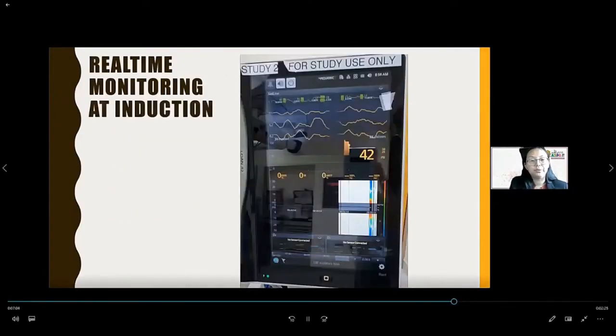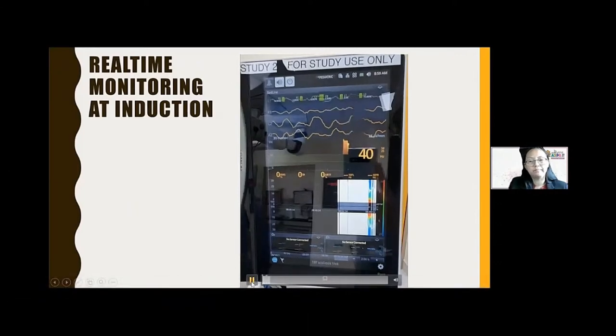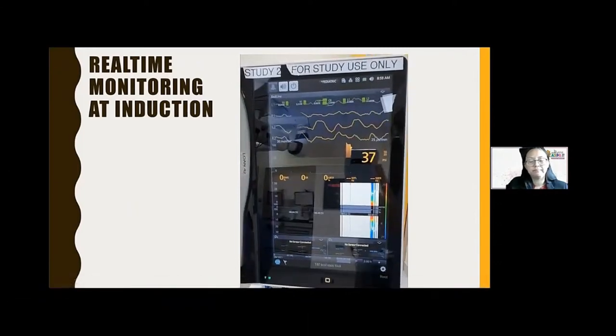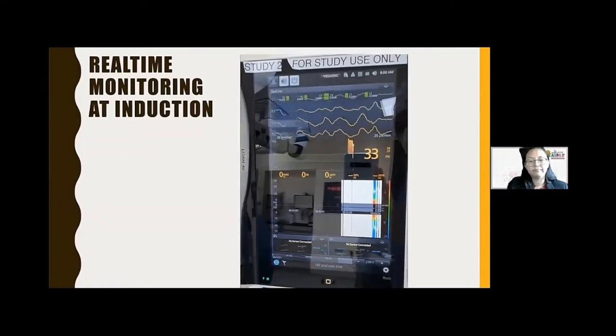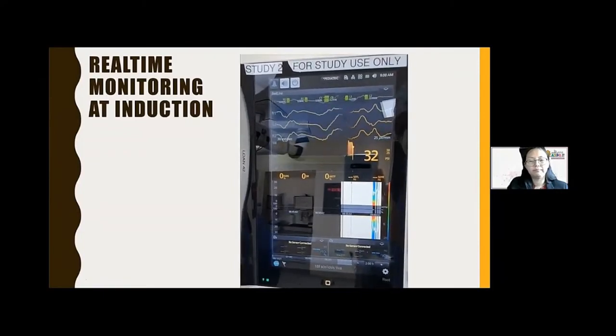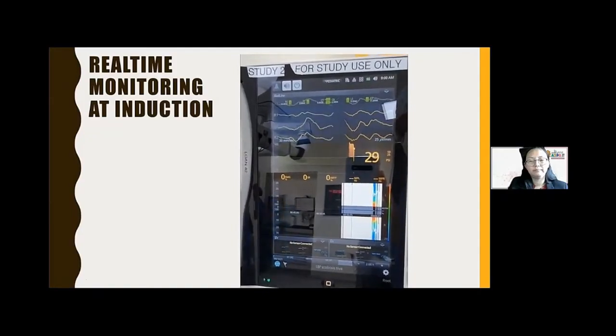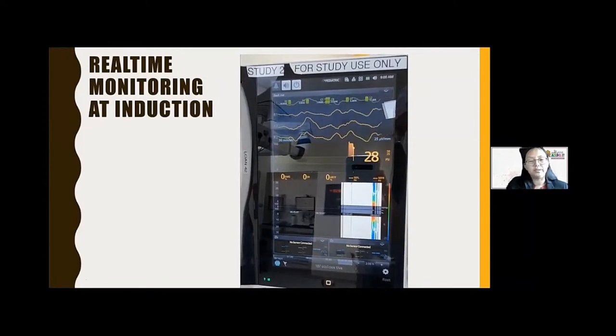This is a video showing real-time monitoring and induction on the Masimo. From the video, you can see that the PSI has been gradually reducing, and the EEG waveforms themselves have also taken on slow oscillations.